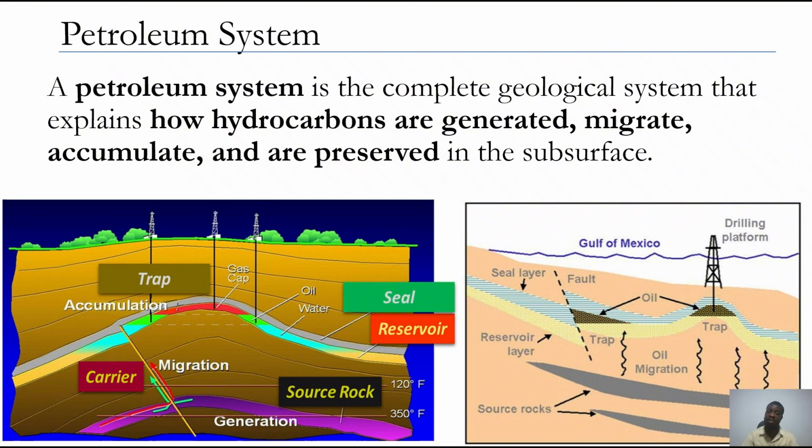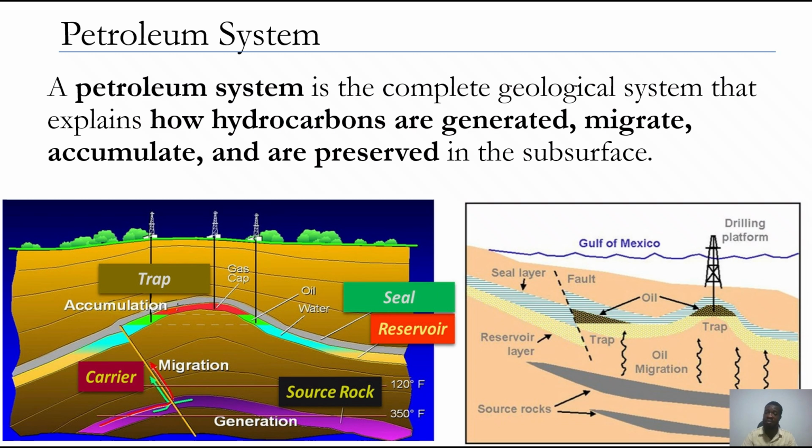Now, what are some of these key elements that we're talking about? One of them is what we call the source rock. Other elements include the reservoir rock, a seal, and a trap system. We have migration and also accumulation of hydrocarbon. It is these elements that come together so that we will be able to have what we call a petroleum system and also the generation of hydrocarbon.